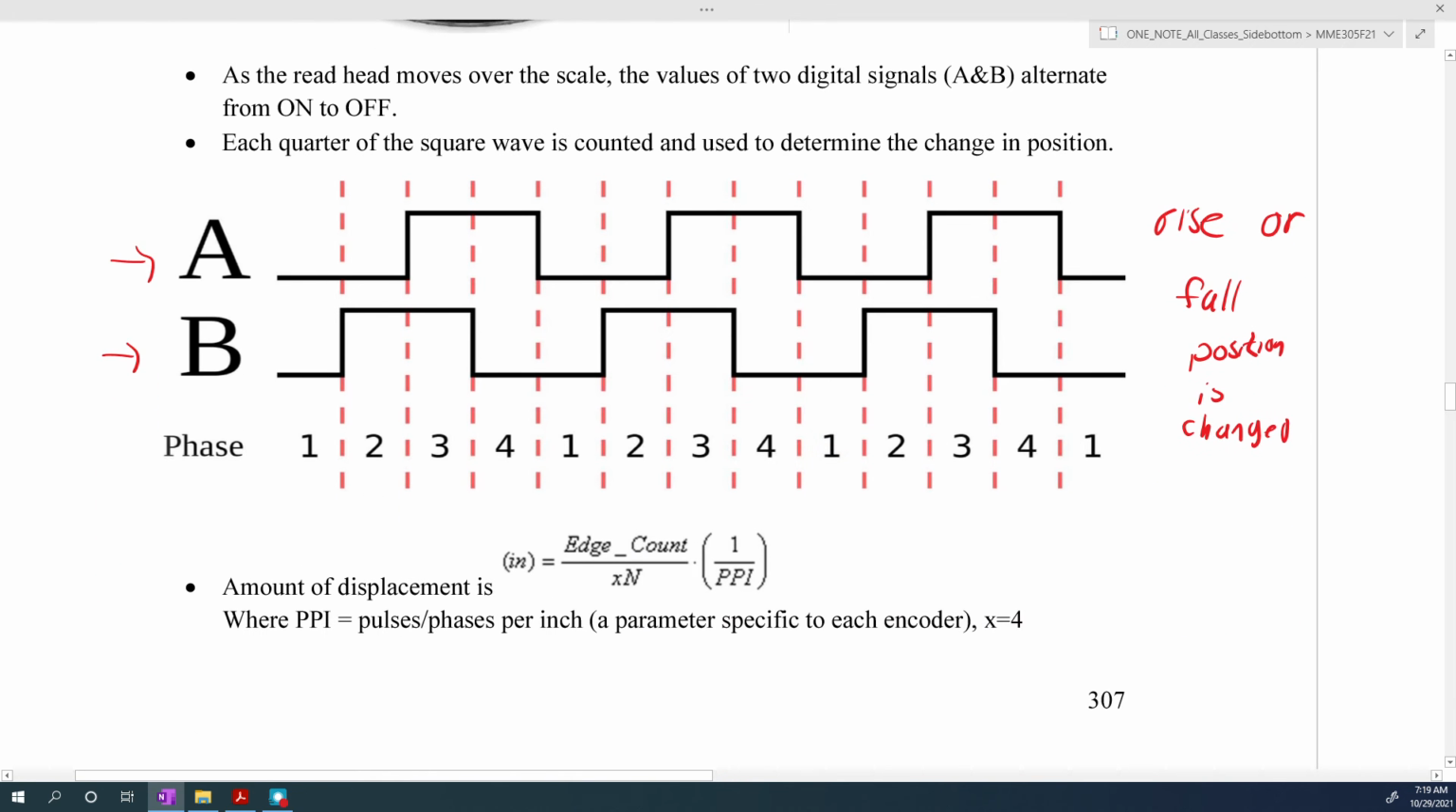For linear encoders, we can define the position using this formula here, where we define the number of rising and falling edges, and the number of pulses per inch. X in this case is typically equal to the type of edges we're measuring. Sometimes people are only interested in rises and falls of a single signal, which would be x equal to 2, or only the rises of a single signal, which would be x equal to 1.